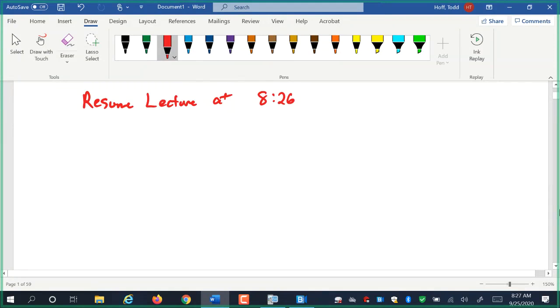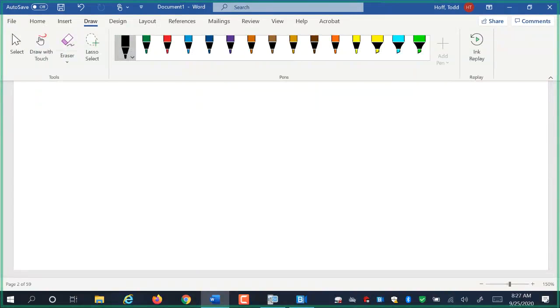Well, let's go ahead and pick up here. It's that time. So our topic here for the last section of the class, we want to talk about finding the area of octagons.